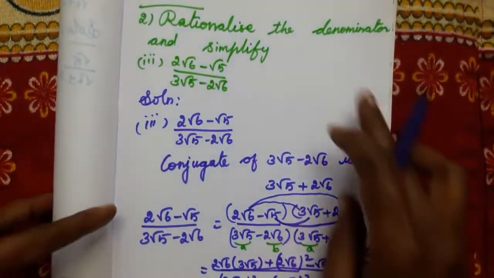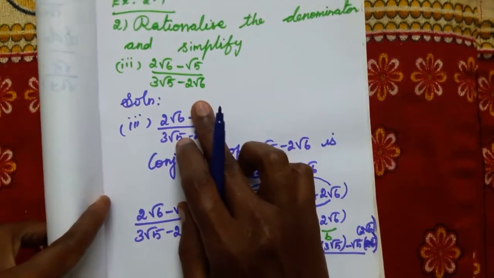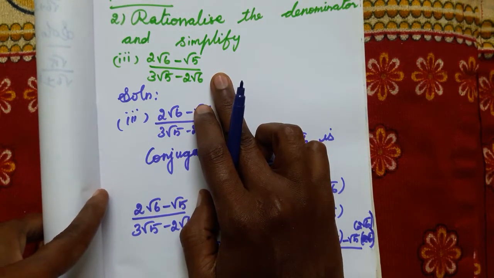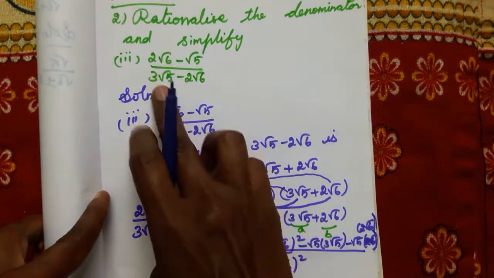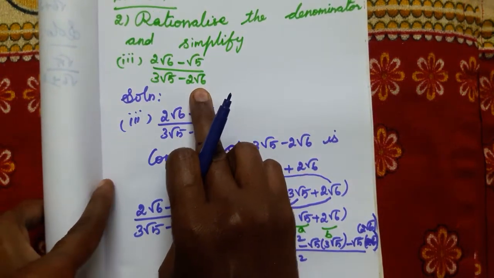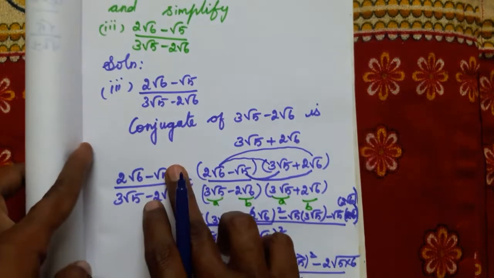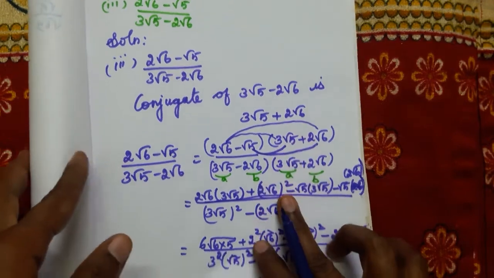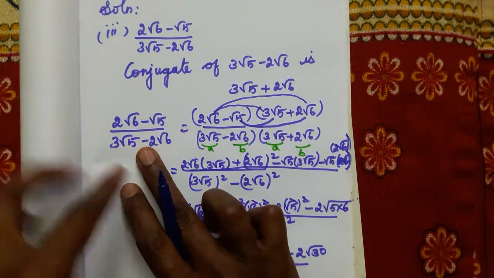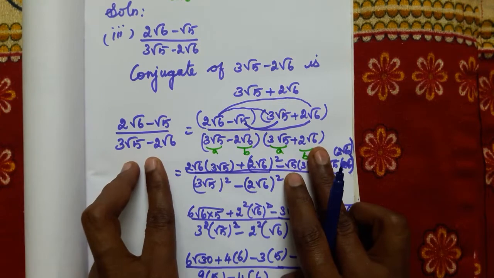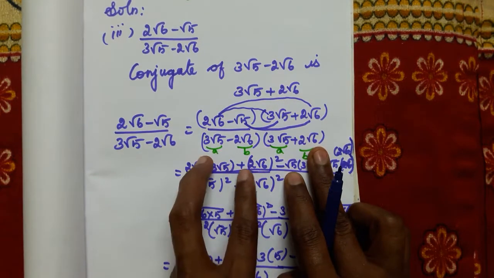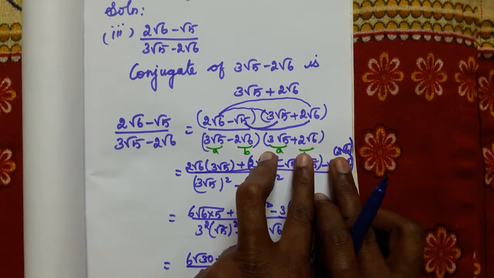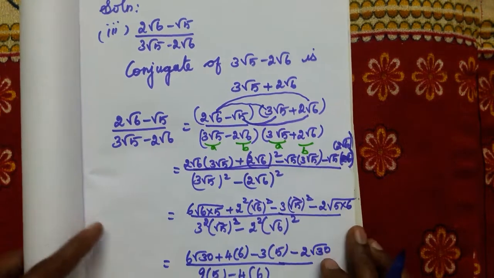The question is, rationalize the denominator and simplify: 2 root 6 minus root 5 by 3 root 5 minus 2 root 6. First, we have to find the conjugate of the denominator. The conjugate of 3 root 5 minus 2 root 6 is 3 root 5 plus 2 root 6. We have to multiply the numerator and denominator with this conjugate, 3 root 5 plus 2 root 6.